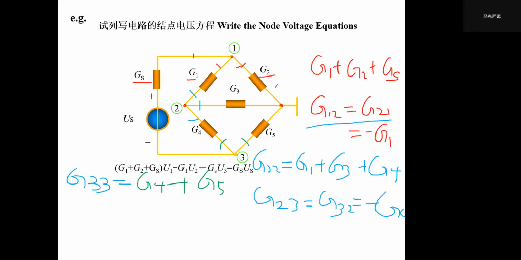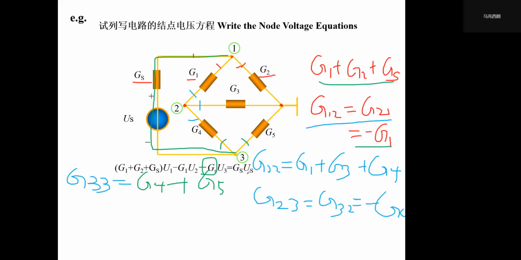Right? We can see that this is G11, G12, G13, and so on. G12 equals G21 equals negative G1. And I forgot about this branch, right? This branch, they are connected, right? So G13 and G31 equal negative GS. Okay, and this is it. I forgot about that.